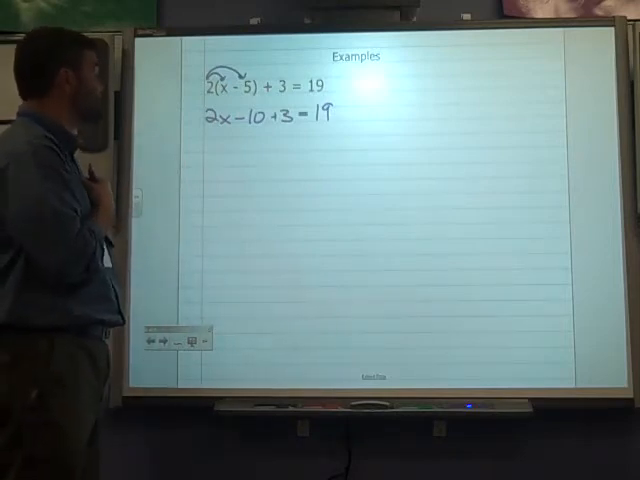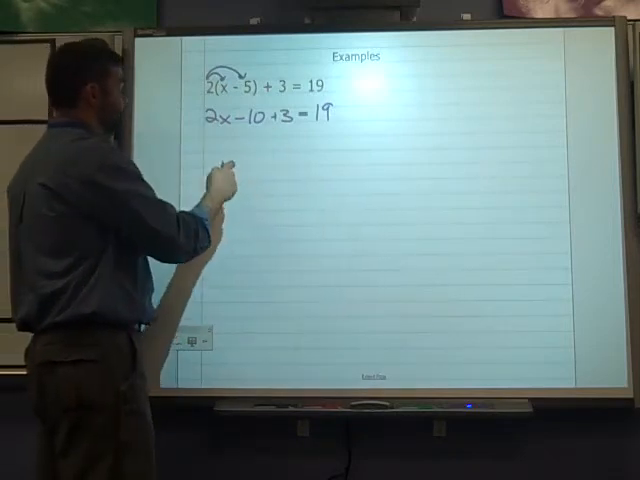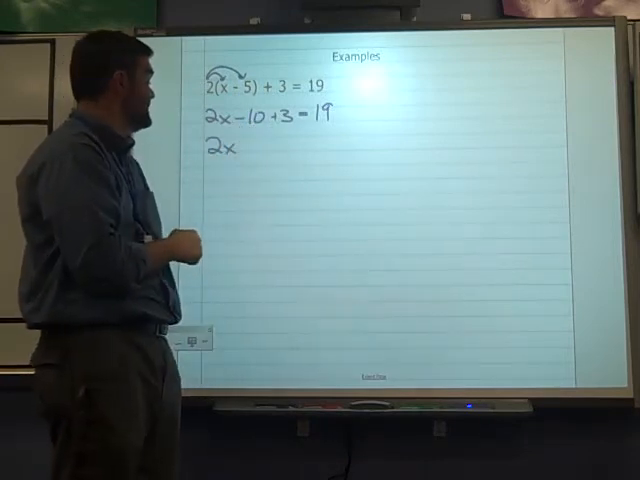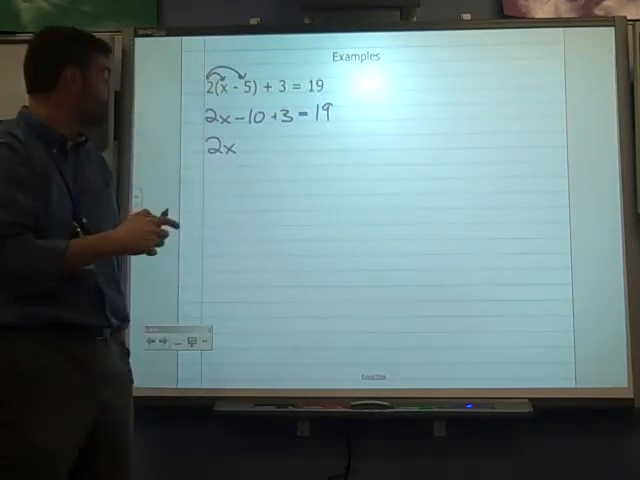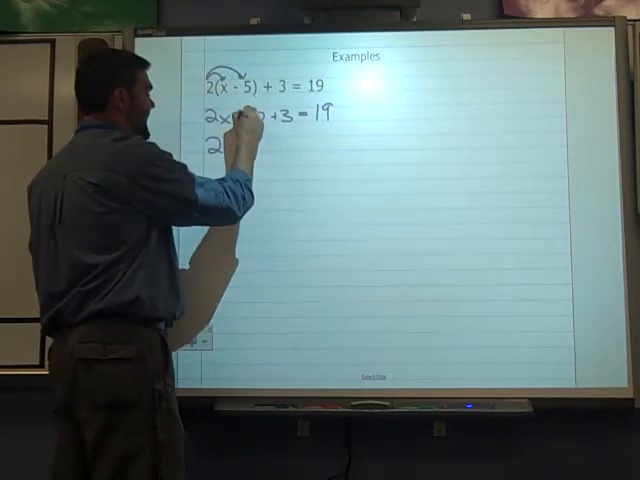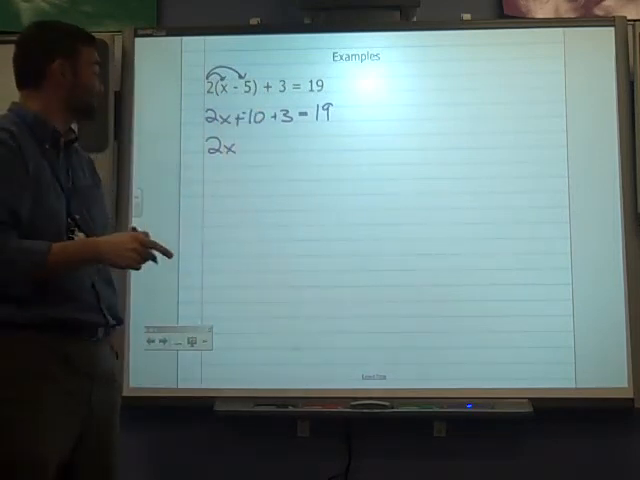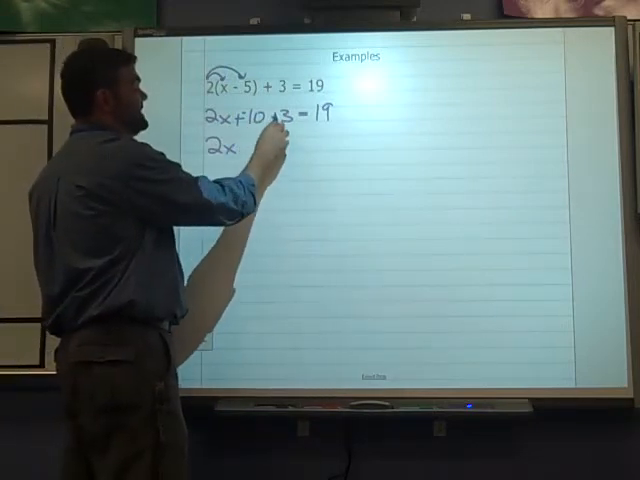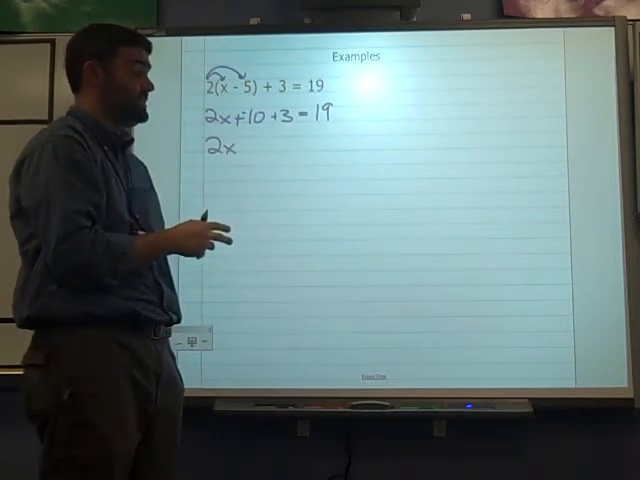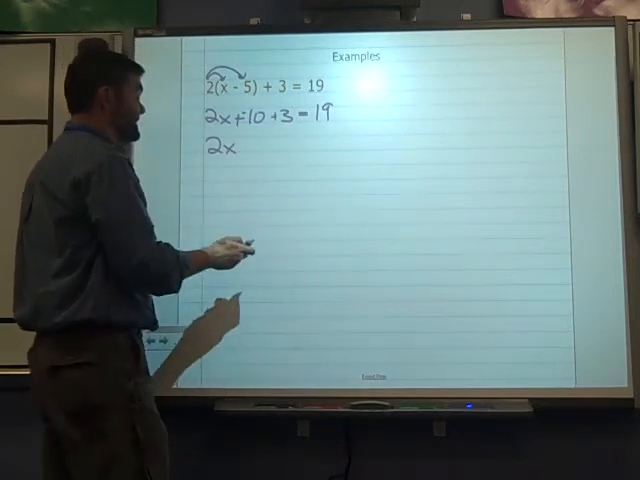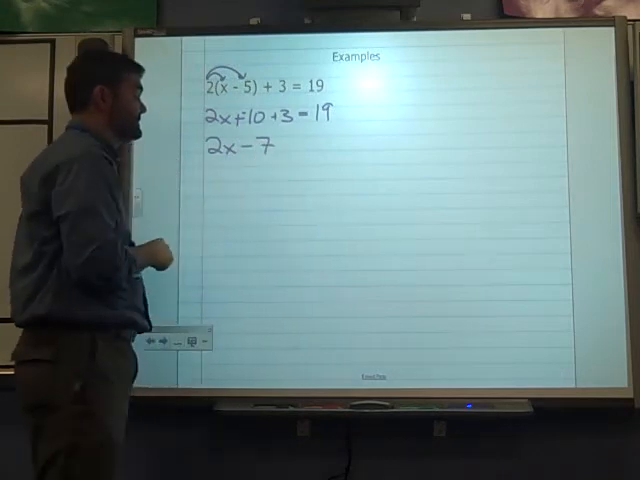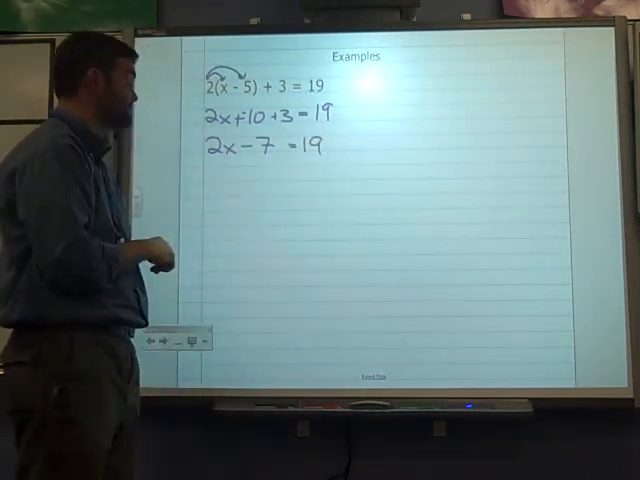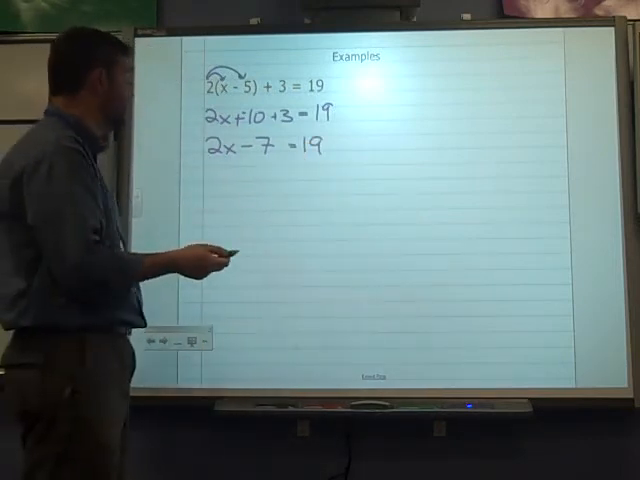Step 2, do I have any like terms that I can combine? Well, I don't have any x's, so I'm going to leave my 2x. Now I've got a minus 10 plus 3. Minus 10 plus 3, we're going to change this to add the opposite. Because it's a minus, we're going to say it's plus a negative 10. And that helps us because now we know that negative 10 plus 3 leaves us with negative 7, which we're going to write as minus 7. That equals 19.